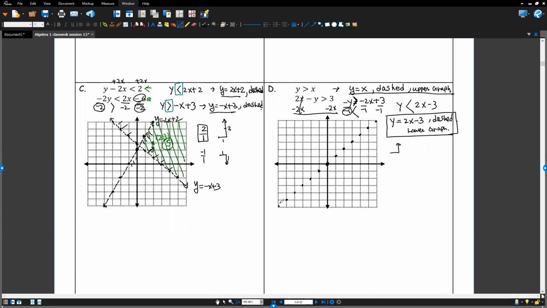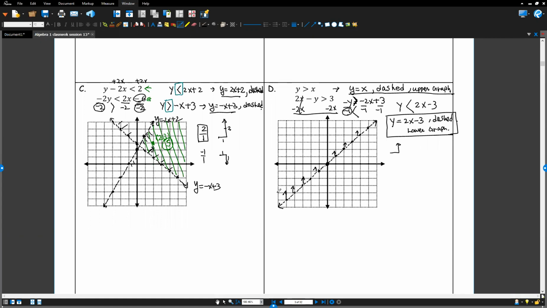There are dashed lines, you can make a dash. Dotted line, okay? Dotted line, okay. Because the points on this line are not included in the solution set. Okay, we know that the upper part of this graph is the solution set.